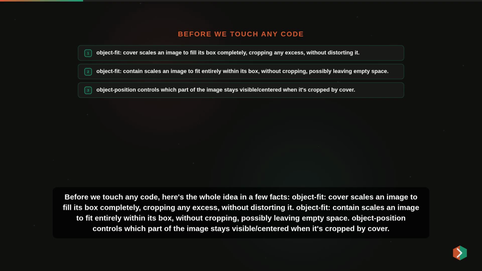Object fit cover scales an image to fill its box completely, cropping any excess without distorting it. Object fit contain scales an image to fit entirely within its box without cropping, possibly leaving empty space. Object position controls which part of the image stays visible centered when it's cropped by cover.